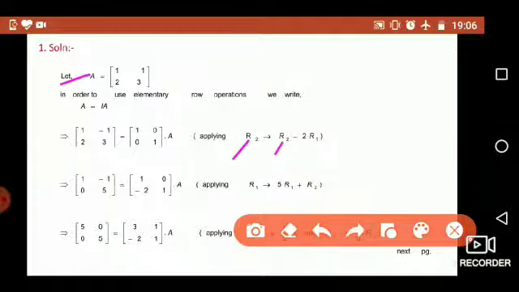Dear students, these are very easy examples but a bit complex.